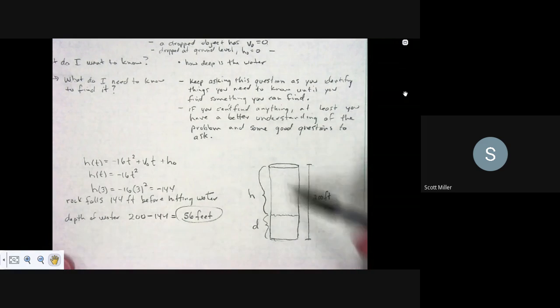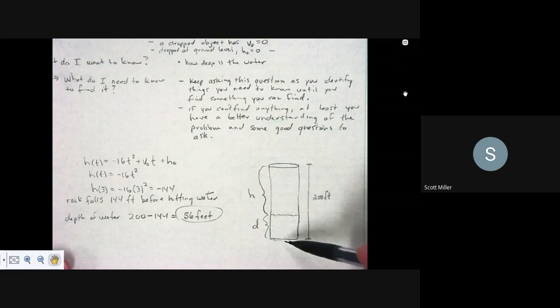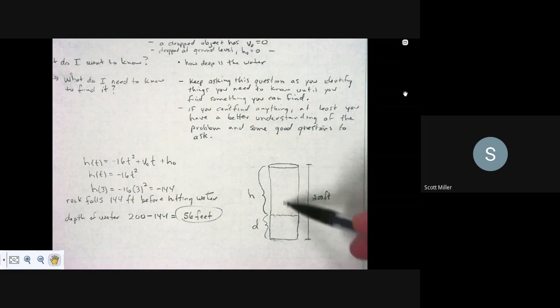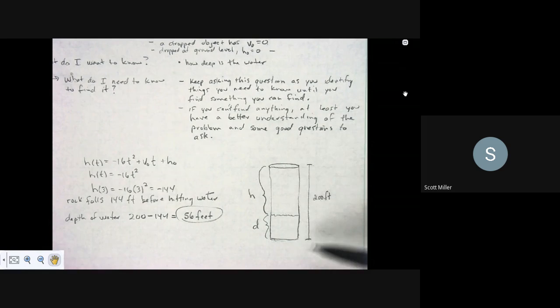I know it hits the water after 3 seconds. I'm trying to find this depth. So what do I need to know to find this depth? If I can find how deep it is from here to here, then I can subtract it from 200 and I'll have that depth. So that is my game plan. Always have a plan of what you're trying to accomplish. Don't just do things, but know why you're doing it.